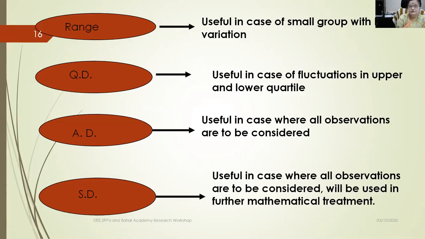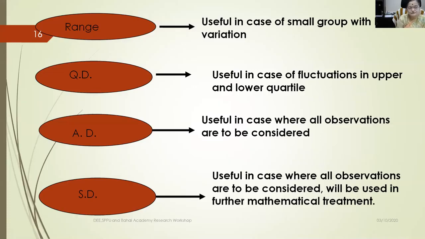Range is useful in case of small group with less variation. Quartile deviation is suggested, or it is useful, in case of fluctuations in upper and lower quartile. As in the previous slide, we have seen that when the distribution is open, in that situation also we have to consider median as measure of central tendency and quartile deviation as a measure of variability.